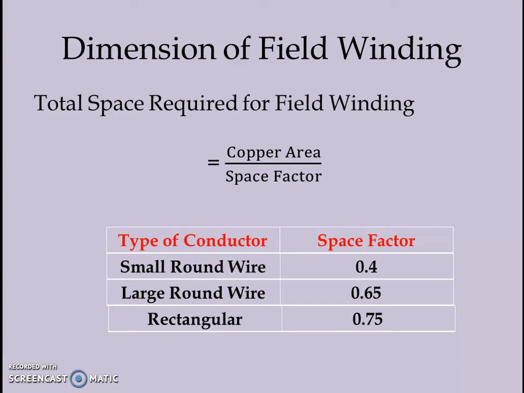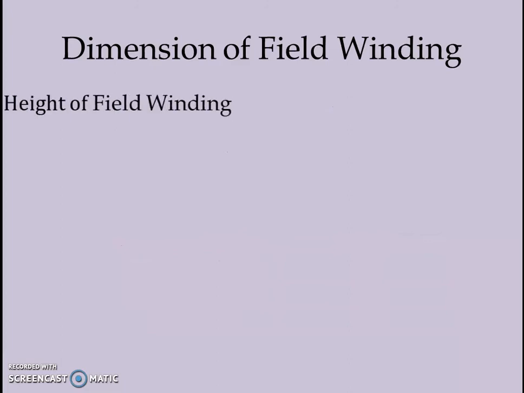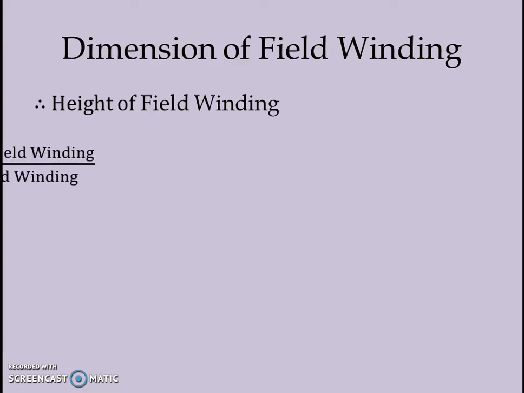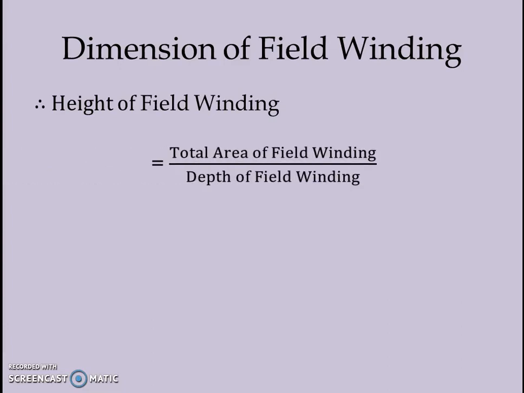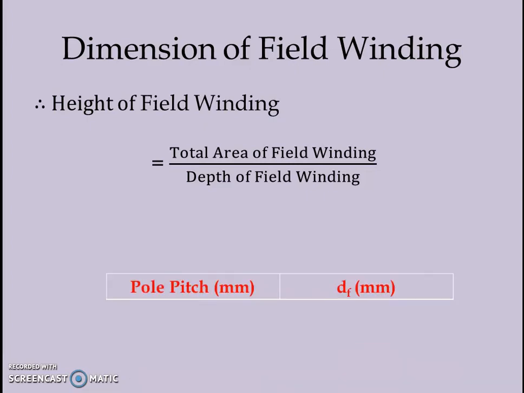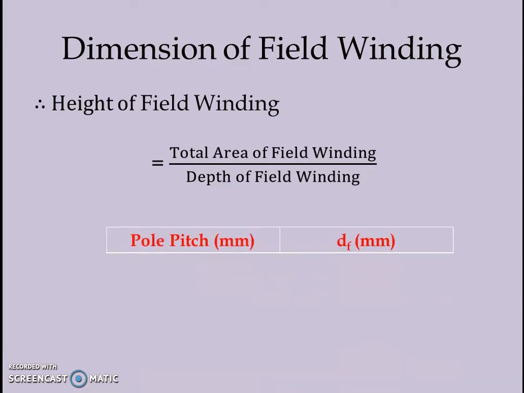So the copper space required, that is the total space required for the field winding to be accommodated, can be calculated from this ratio. And once the total space required for the field winding is known, the height of the field winding can be easily calculated. So the height of the field winding is the total area of the field winding divided by the depth of the field winding. To decide the depth of the field winding, it is purely dependent on the pole pitch.